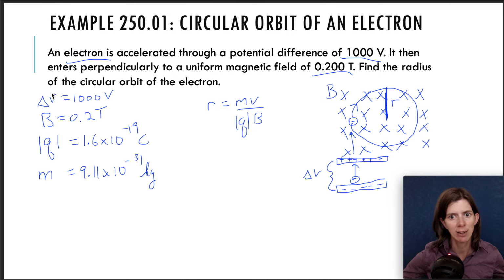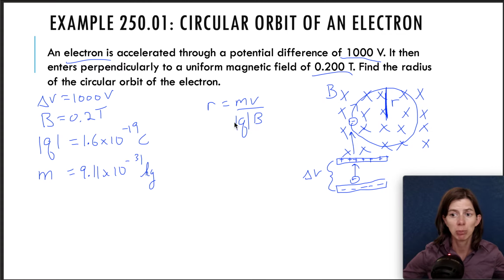At first glance, it seems, oh, this is just plug and chug. I can just plug all of these variables into this equation. However, the first variable that we have is the potential difference, but what we need is a speed. So you can see that this is going to be a two-step process. Before we can plug in the values, we need to find v. How do we find v?